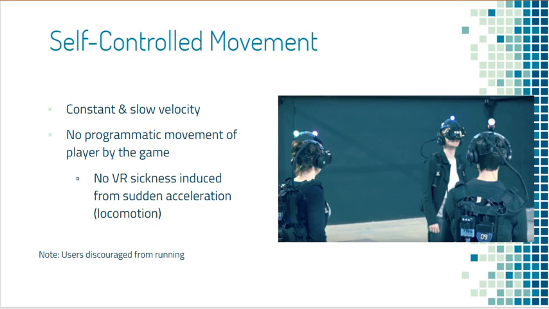You will also realize that the gameplay is at a constant and slow speed. With this linear translation, players are able to get used to the speed and adjust their mental state accordingly. With the absence of programmatic movement, this reduces VR sickness from sudden acceleration, as users are able to control their own movements and know what to expect. Players are discouraged from running or moving too fast as well.